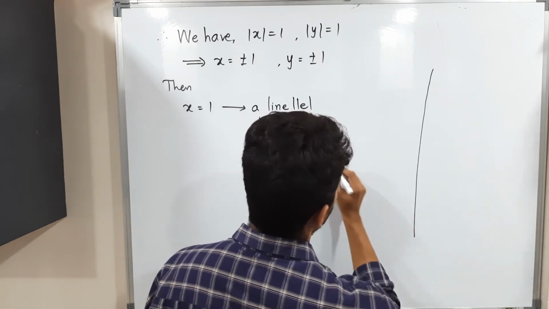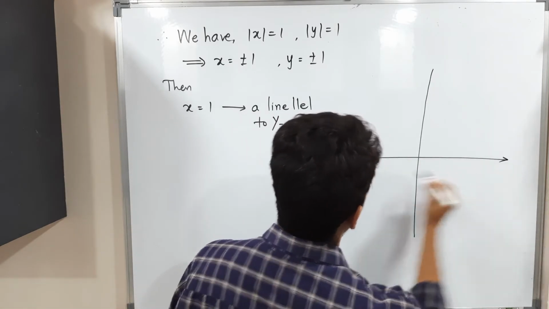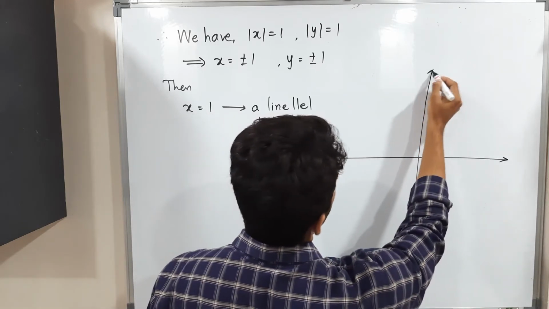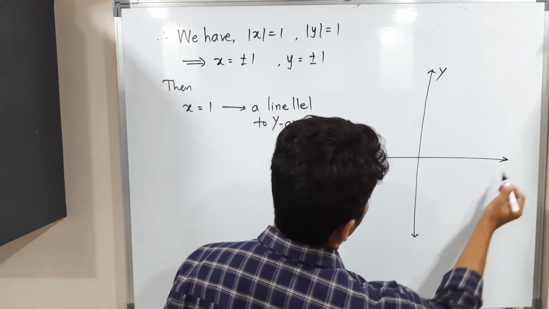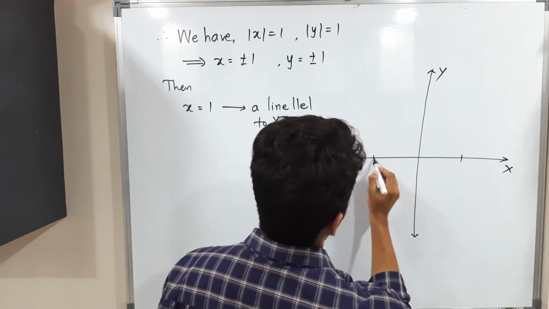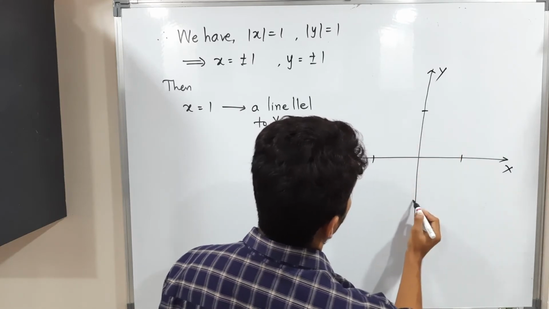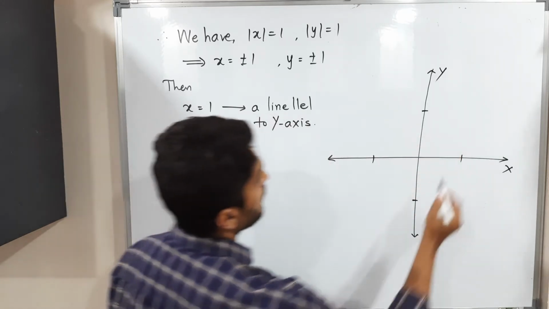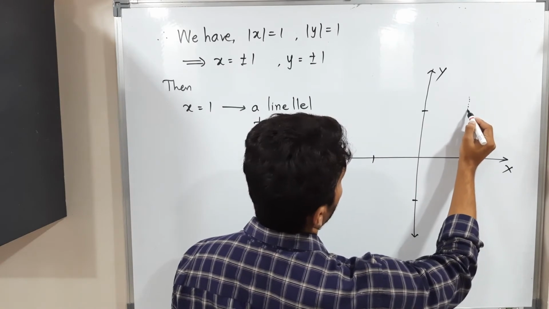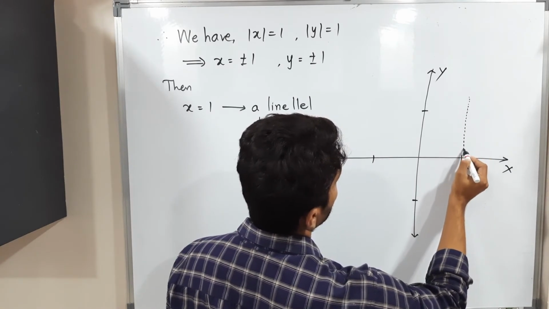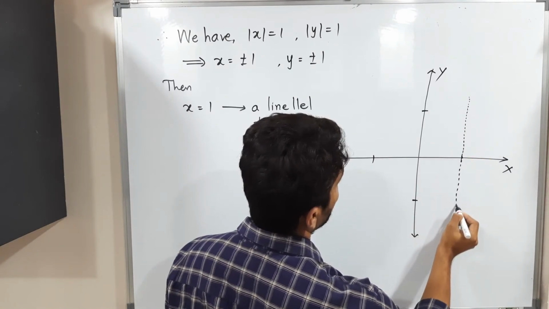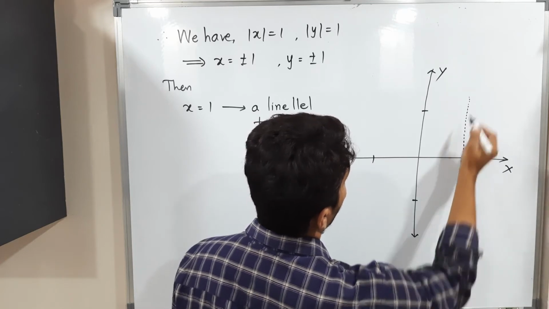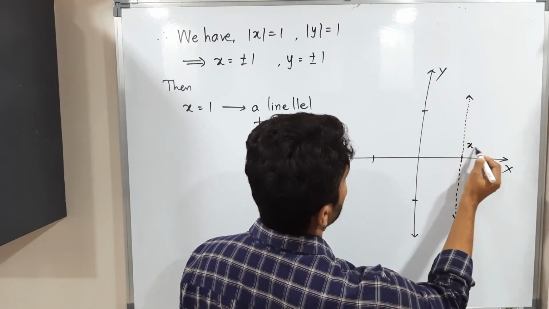So this is the y-axis, and this one is the x-axis. Here is 1, here is minus 1, 1 and minus 1. So x is equal to 1 is a line parallel to the y-axis. So this is x is equal to 1.